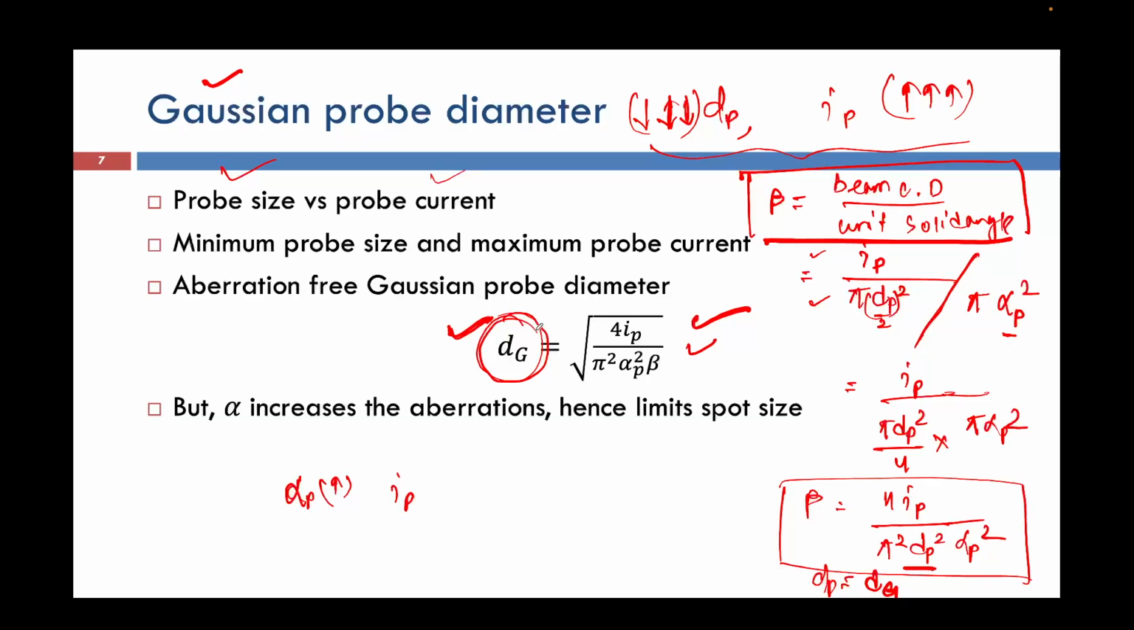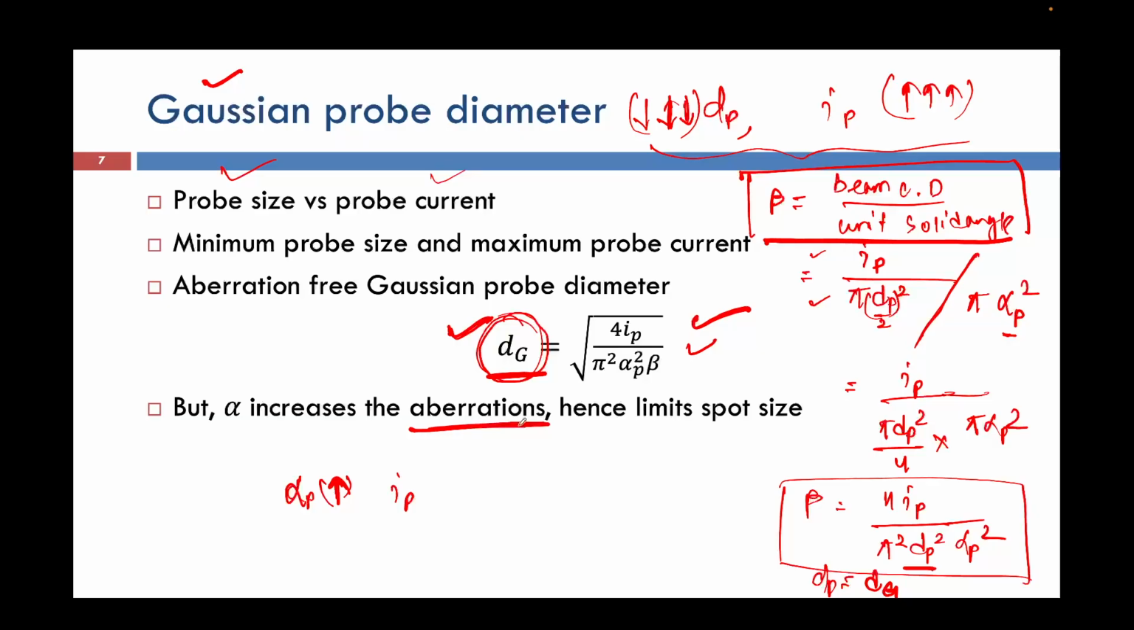And if I am increasing my alpha p, what will be the limitation that I will have? The more you increase the convergence angle, the more aberration will come. Why will more aberration come? Because of one aberration called spherical aberration. The more your rays, or your electron beam, go away from the optic axis, the more strongly it will be focused. So that is what spherical aberration is.